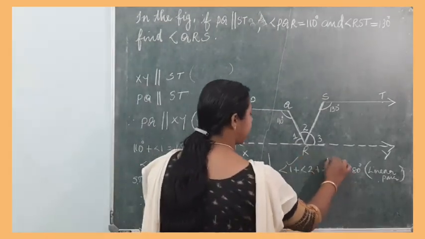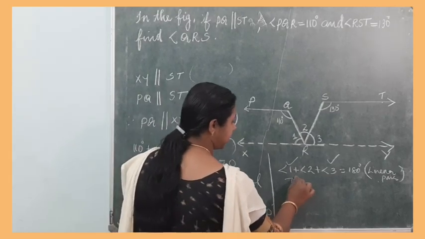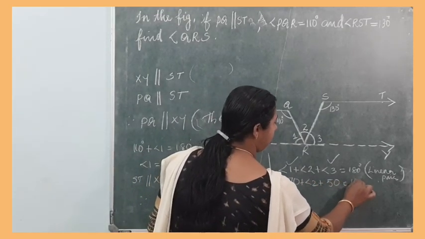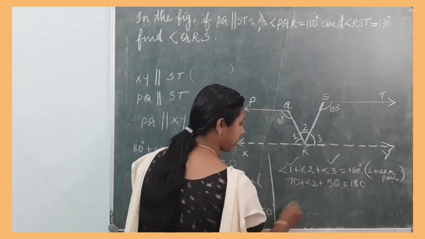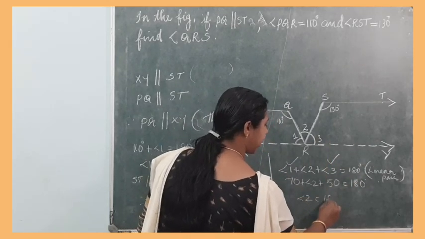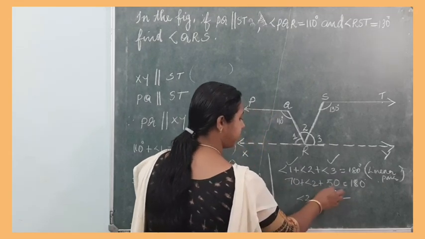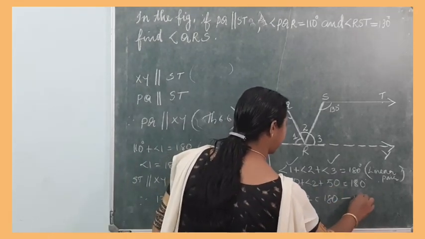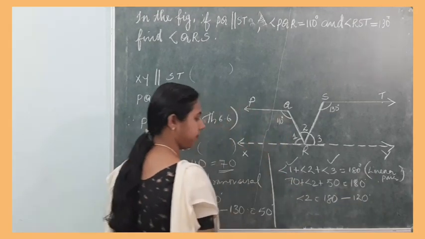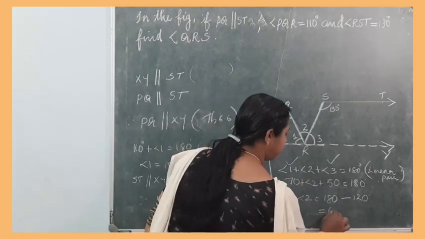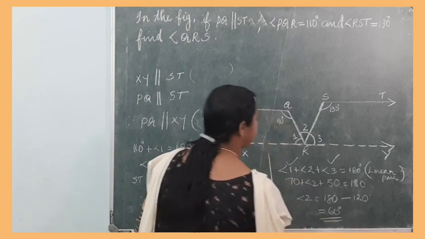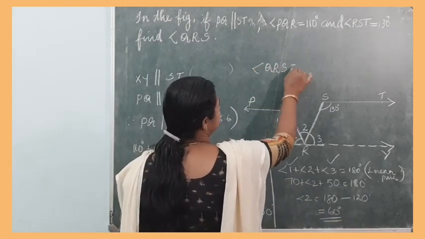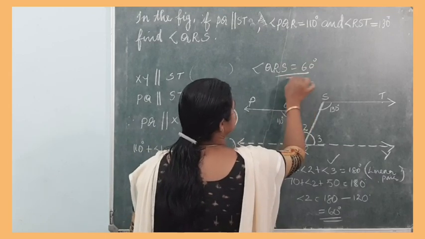We know angle 1 and angle 3. So 70 plus angle 2 plus 50 is equal to 180. So angle 2 is equal to 180 minus 70 plus 50, that is equal to 120. So angle 2 is equal to 60 degree. That means angle QRS is equal to 60 degree.